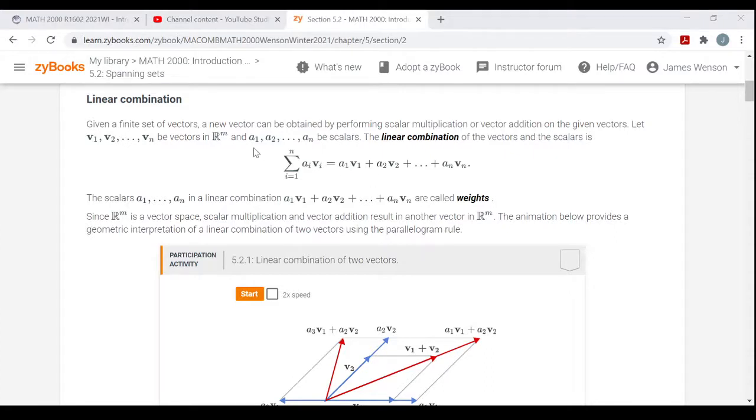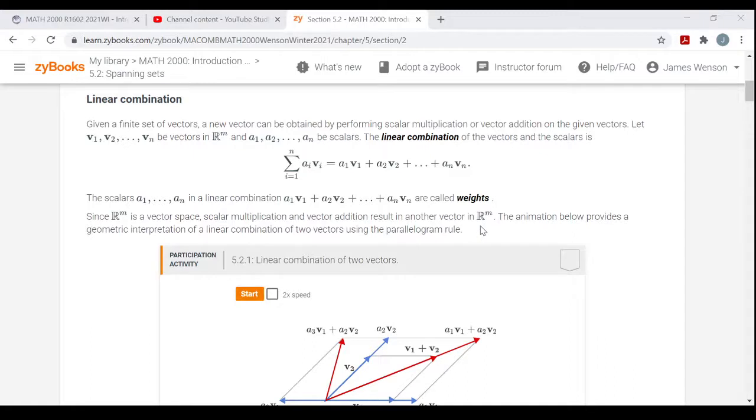The linear combination of the vectors and scalars is just the product of those scalars and their corresponding vectors added up. The scalars, a1 through an, in this linear combination are called the weights of that linear combination. Now, since Rm is a vector space, scalar multiplication and vector addition result in another vector in Rm.